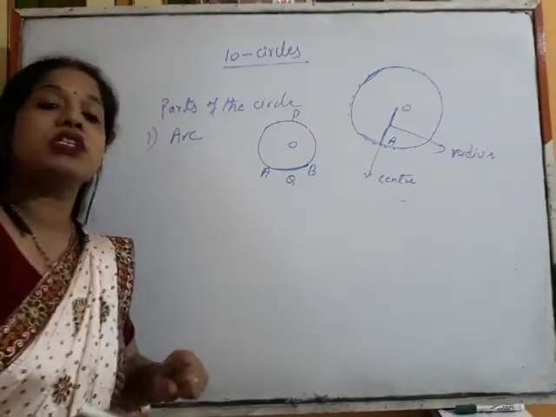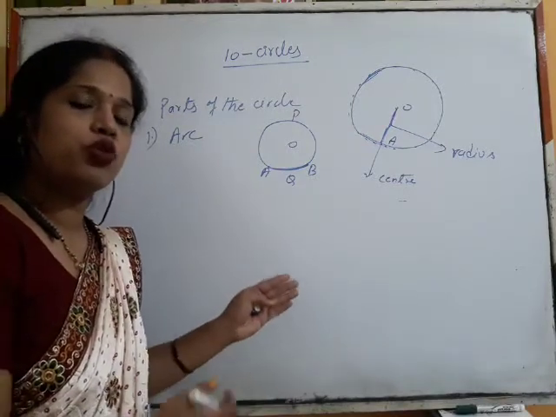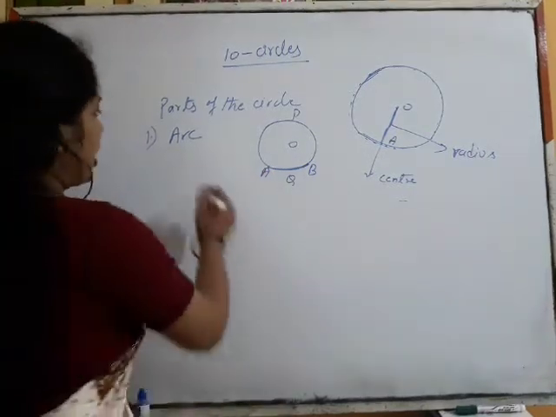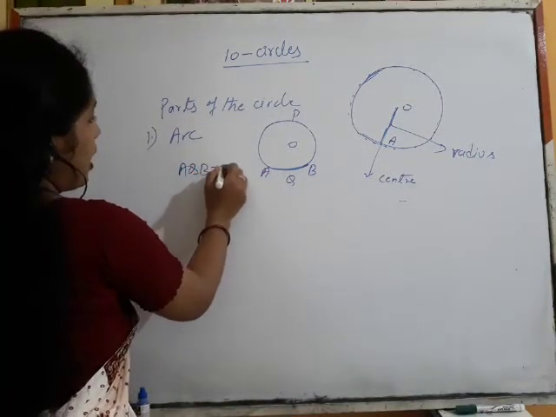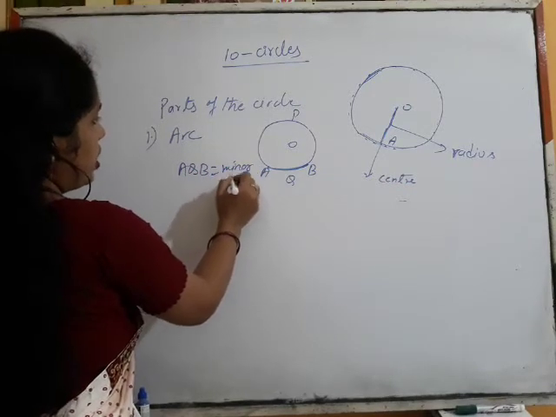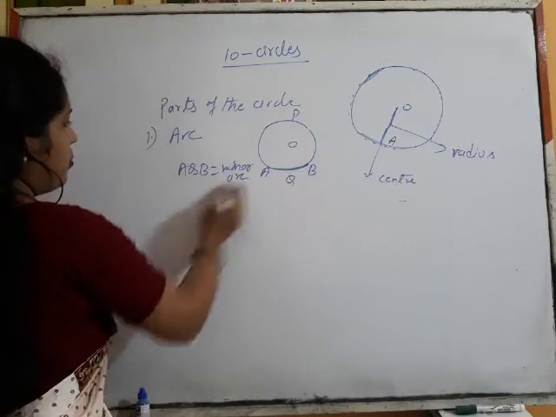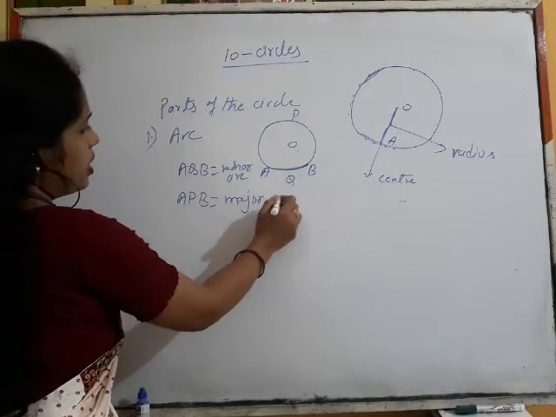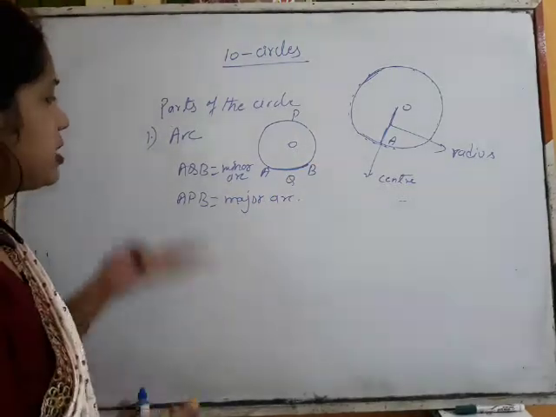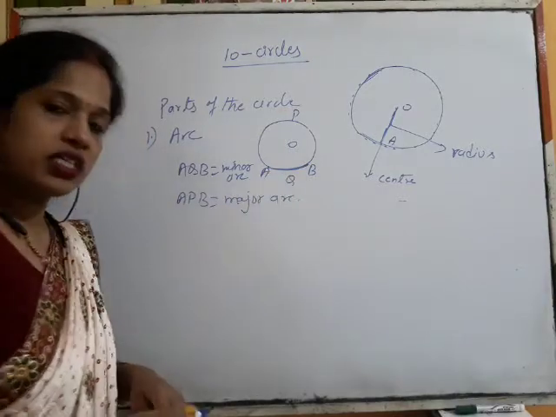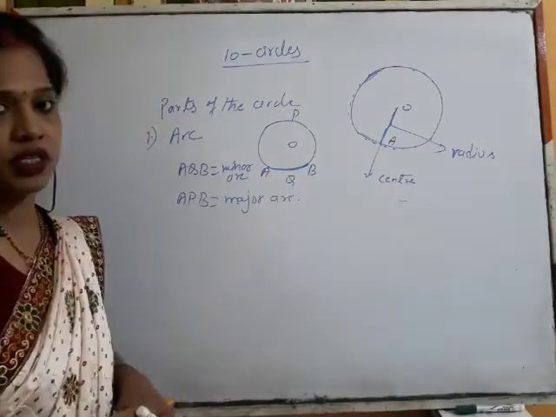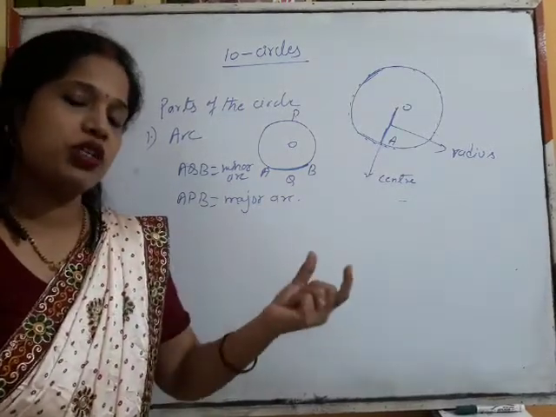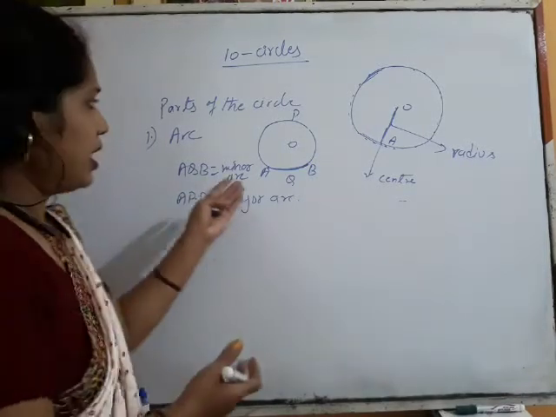So the circle has been divided into two parts. One part is AQB and another part is APB. AQB is the minor arc, and the part APB is the major arc. Major arc is the bigger part of the circle, minor arc is the smaller part of the circle. Actually, this is a part of the circumference of the circle. If you take 2 points on the circle, it gets divided in this way.